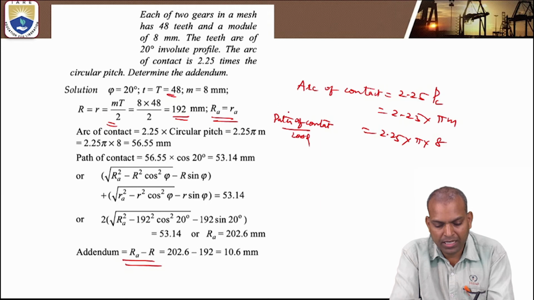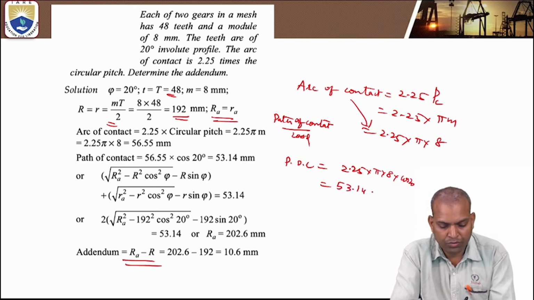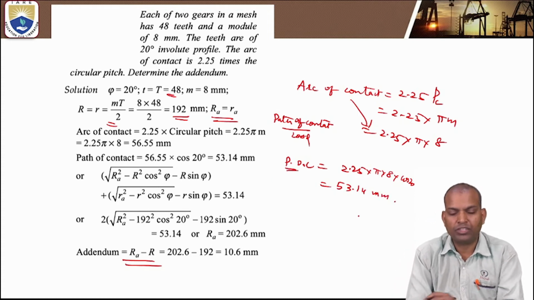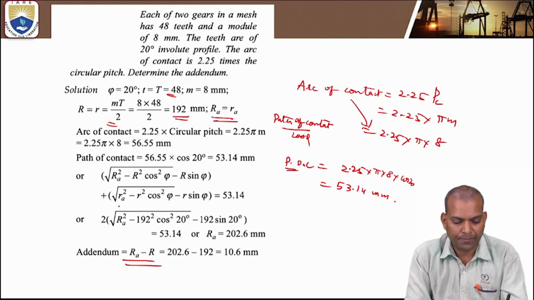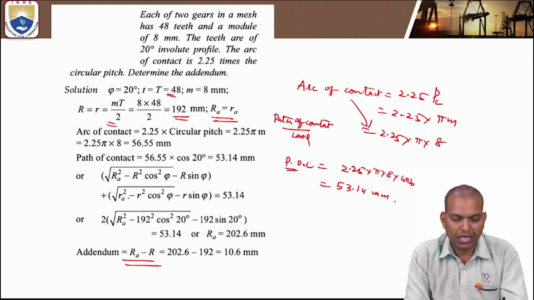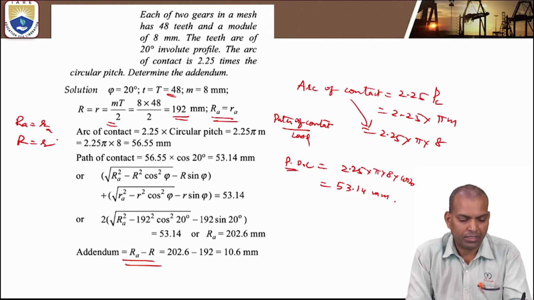So what is the path of contact here? This is the arc of contact value. Then path of contact, POC, equals 2.25 times pi into 8 times cos 20 degrees. That value is 53.14 millimeters. What is path of contact? Substitute the formula: root of RA square minus R square cos square phi, minus R sin phi, plus approach plus recess. Because both wheels are the same, capital R equals small r, capital RA equals small ra.